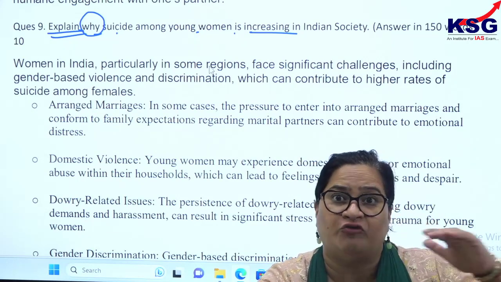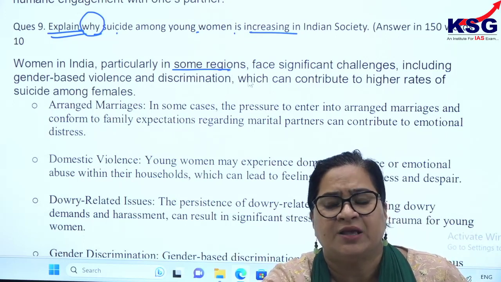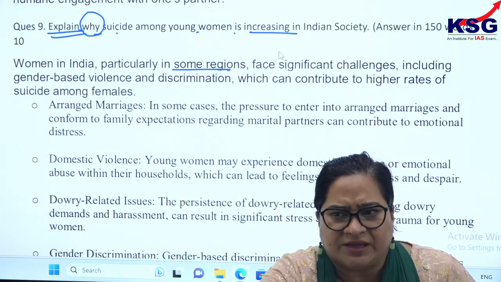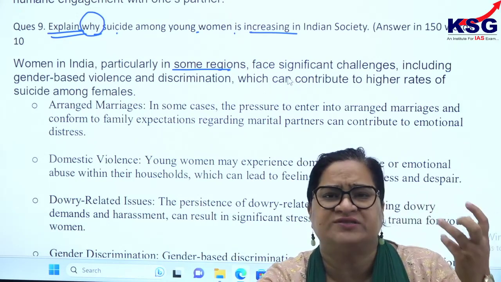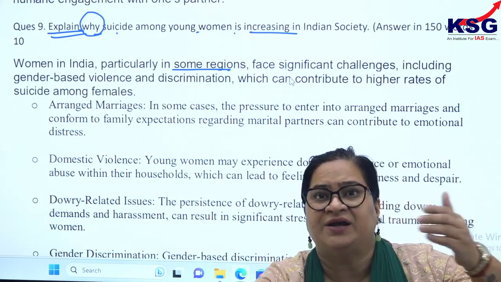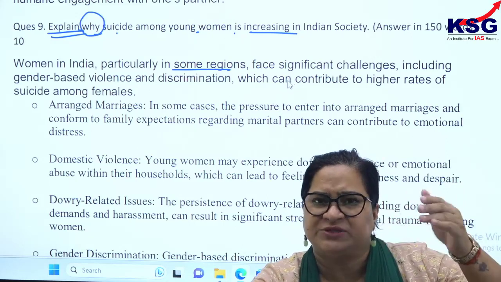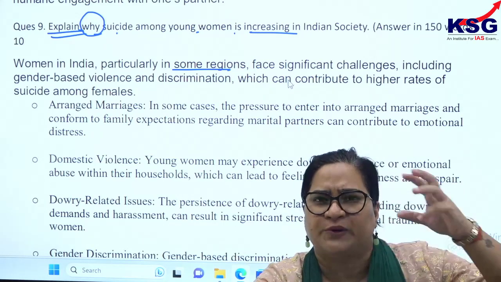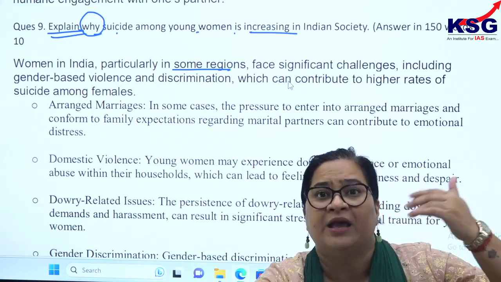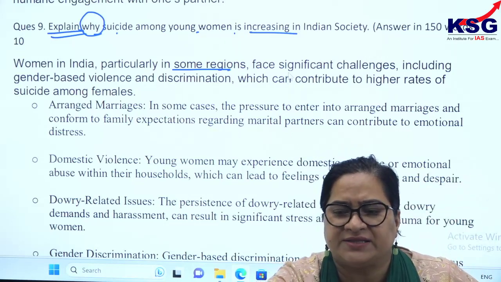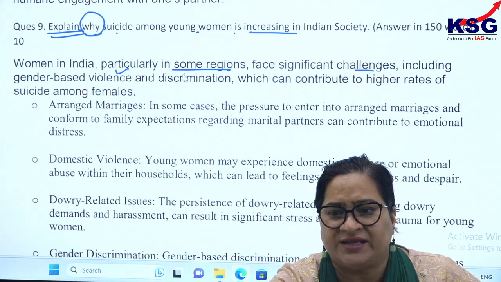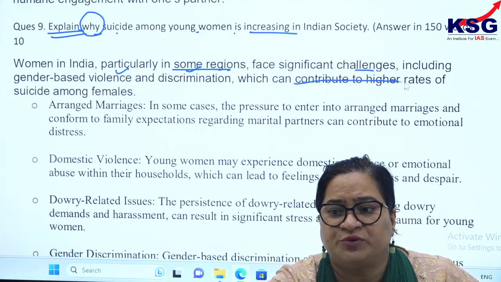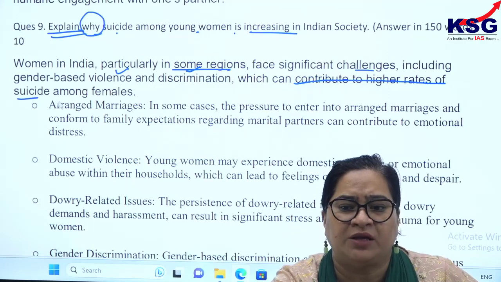It is not a uniform problem. You can see that it can be associated with particular regions or particular social situations, we can say backgrounds, in which the possibility of a person attempting suicide can be higher. Here we can see that women face significant challenges, including gender-based violence and discrimination, which can contribute to higher rates of suicide among women.